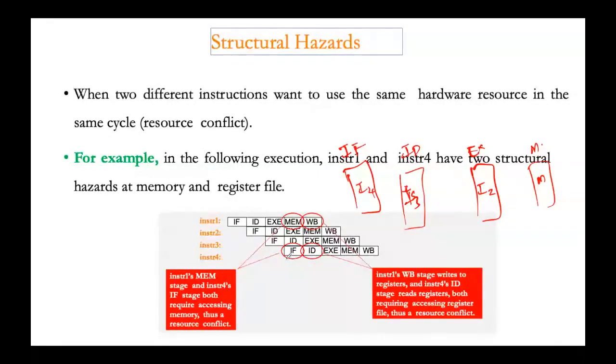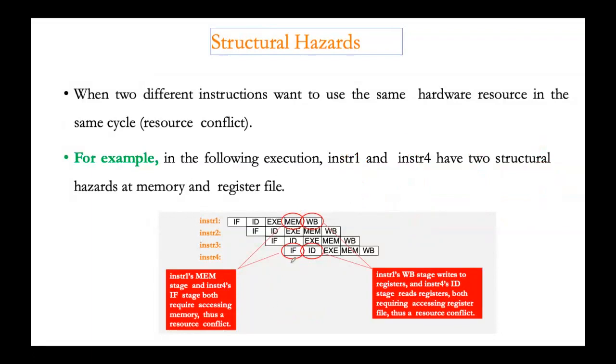In this case, when the fourth instruction is in the first stage, it is instruction fetching. We know that instruction fetching happens from the instruction memory, or from the memory only, right? Whereas instruction 1 is in the memory stage, where it is also accessing the memory. So in that case, instruction 1 and instruction 4 are both accessing the memory.